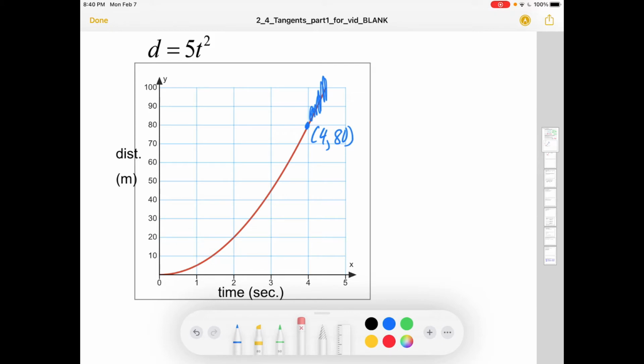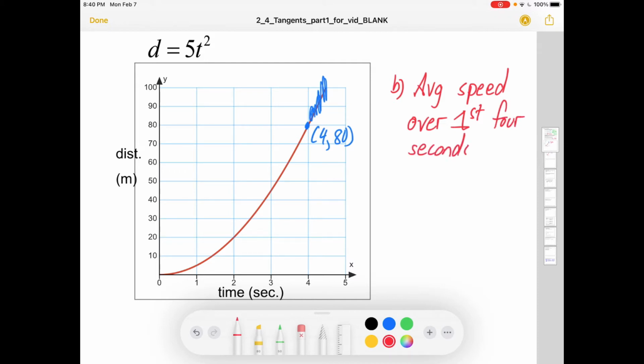So if we wanted to do part B here, if we wanted to find the average speed over the first 4 seconds, or until it hits the ground, well, you could just look at the graph and say, okay, average speed is going to be 80 meters, and that takes 4 seconds. So 20 meters per second. Okay, if it goes 80 meters in 4 seconds, on average it goes 20 meters per second.